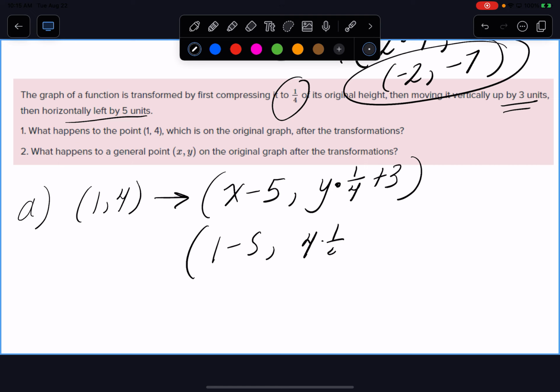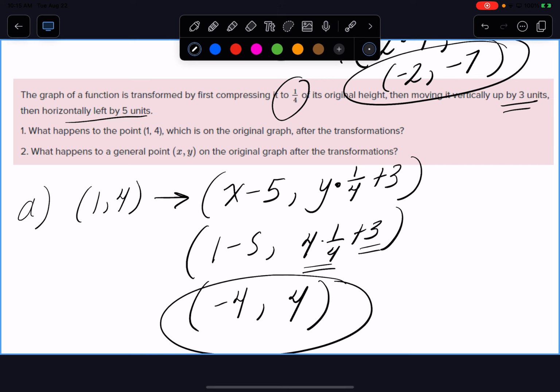4 times 1/4 plus 3. So our new point is -4. Isn't that 1 plus 3? 4 times 1/4 is 4 divided by 4, which is 1. 1 plus 3 is 4. There's part A. Then our part A is part 1. You get what I'm saying.